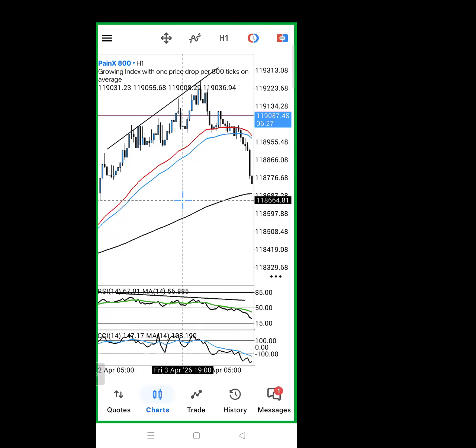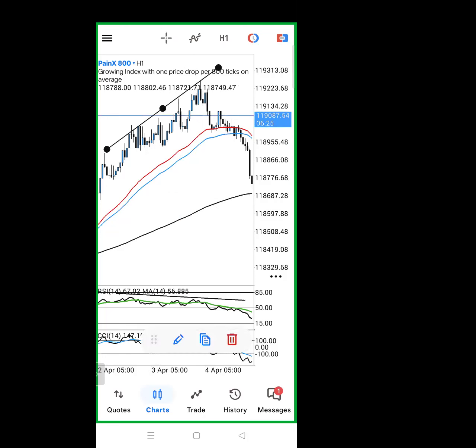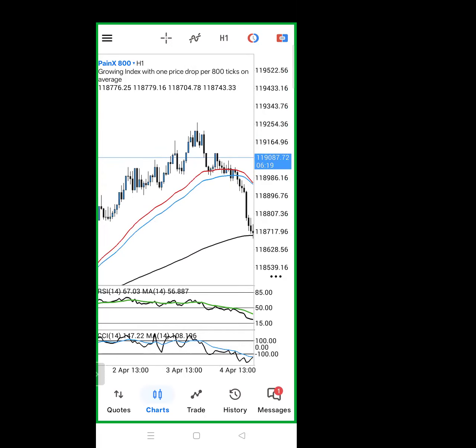So let me remove these other ones. Let me remove this guy. Now, let's just use this other one alone. So if you look here, this is a high on the main chart. But when you look at the oscillator where you have the CCI, you can see that that place is higher on the CCI. But when you move up further, you can see that the candlestick is higher on the main chart. So let me put a divergence there for you to see.